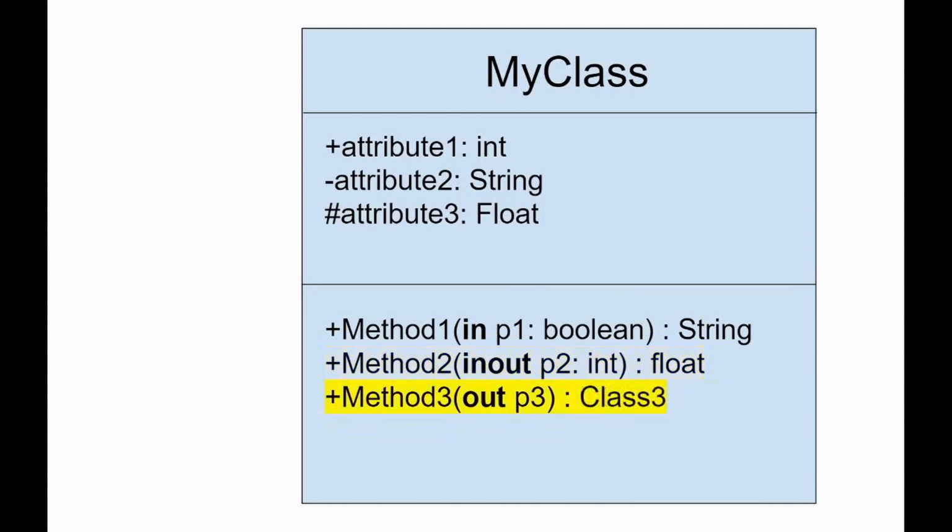Method 3 uses p3 as the output parameter. In other words, the parameter serves as a repository for the output value of the method.